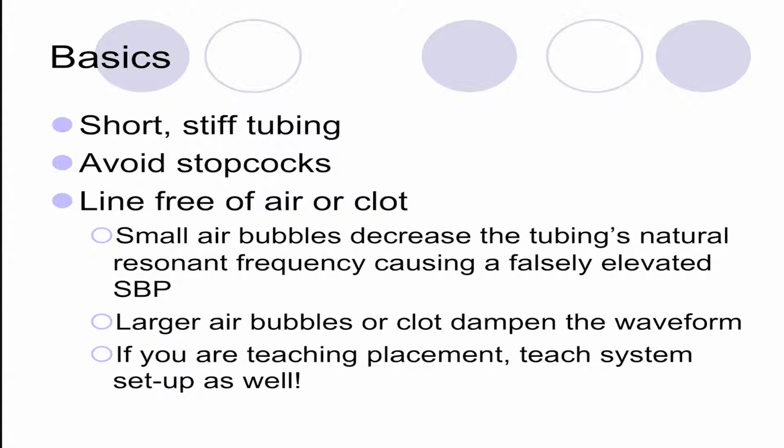What you can do to get a better reading on this is to avoid stopcocks. No extra tubing. We don't want 17 feet of it dangling around. The shorter that you can make the art line, the better it's going to be. Any small air bubble, tiny, tiny bubbles, change that frequency. So it recognizes the frequency in the tubing. That's how we measure blood pressure. Any air bubble in that, any change in that is going to change your resonance. So small air bubbles are going to cause a falsely elevated reading, while anything larger is going to cause it to be dampened. Same with a clot.